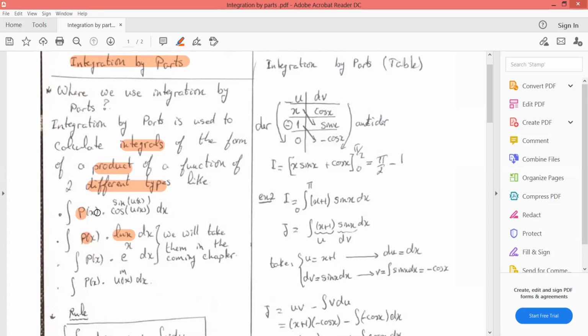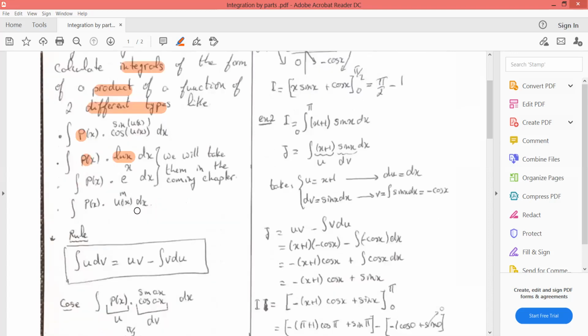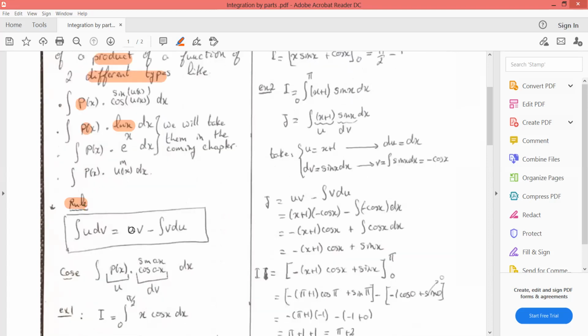What matters now in this chapter is px times sin x or cosine x. The rule is: integral of u dv equals uv minus integral of v du.